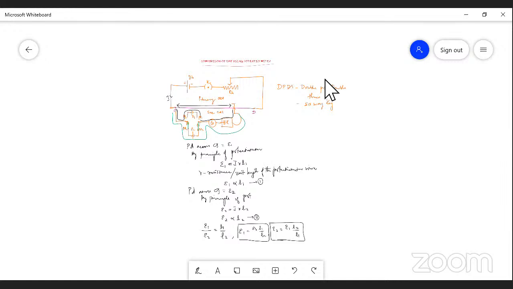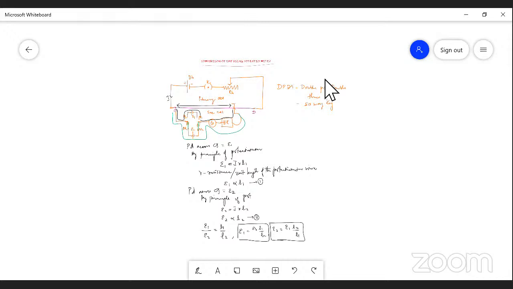So when you take the ratio of these two EMFs, you can compare the EMFs of the two given cells, where E1 by E2 equals L1 by L2, and E1 is equal to E2 into L1 by L2, or E2 equals E1 into L2 divided by L1. Balancing lengths are known. If any cell whose EMF is known, the EMF of the other cell can be easily determined. This is all about the comparison of EMFs using potentiometer. We can solve some problems related to it after completing the other heading.